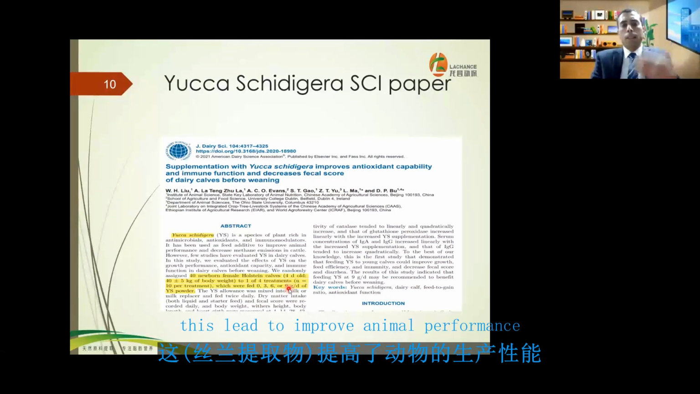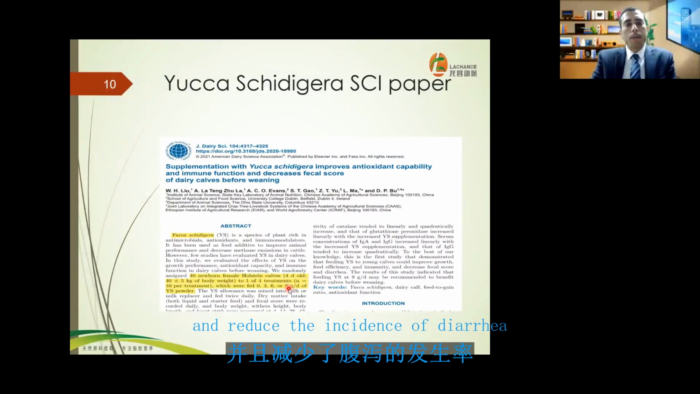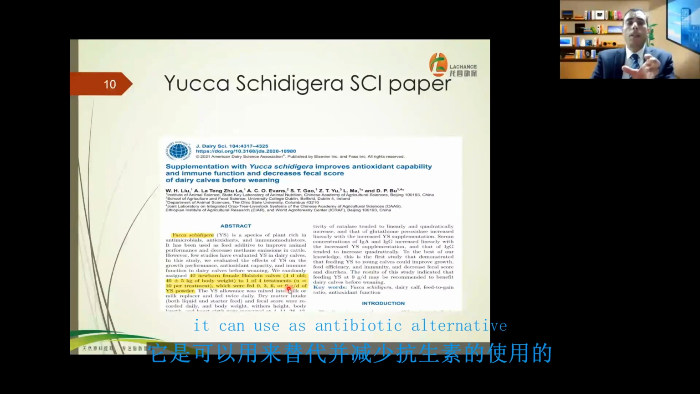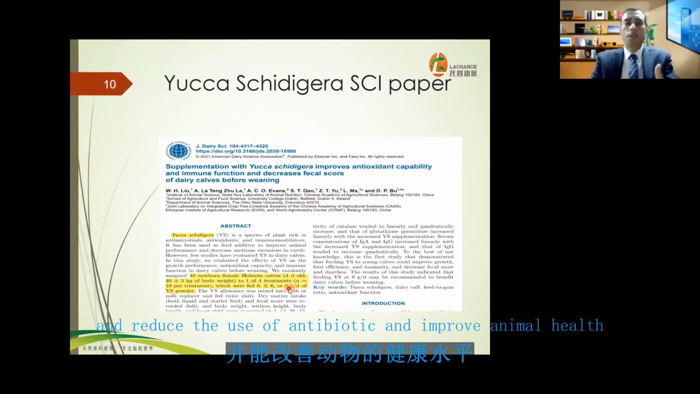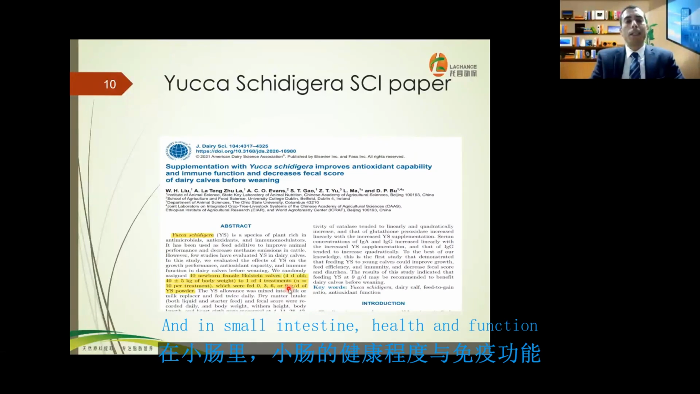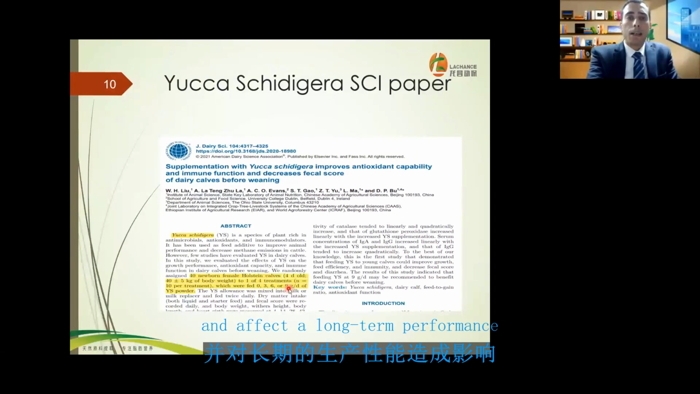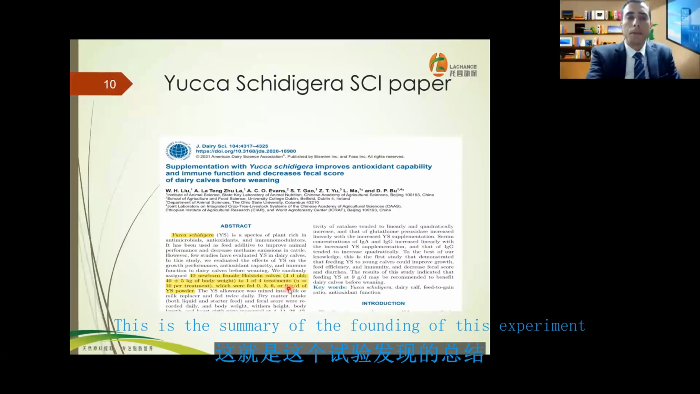As I mentioned, this leads to improved animal performance and reduced incidence of diarrhea, meaning Yucca extract can be used as an antibiotic alternative to reduce the use of antibiotics, and to improve animal health and small intestine health and function. Diarrhea causes disease in young calves and affects long-term performance. So this is a summary of the findings of this experiment.